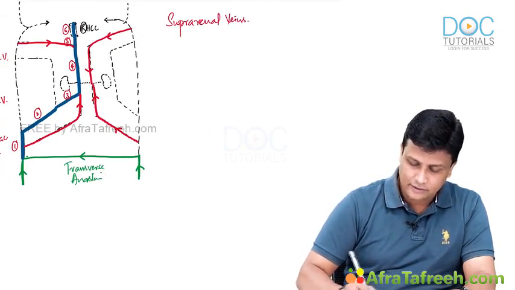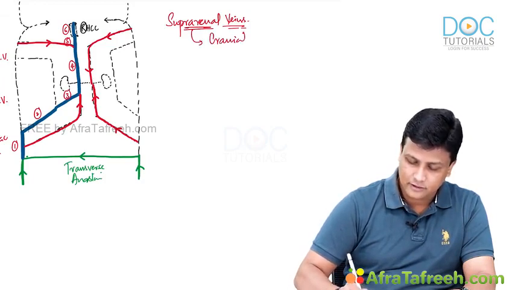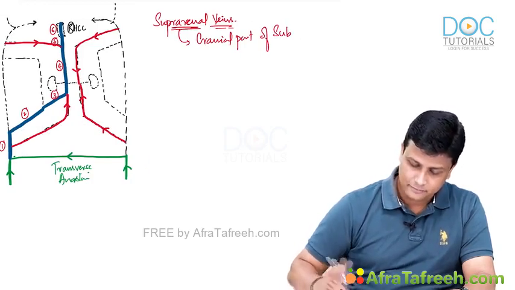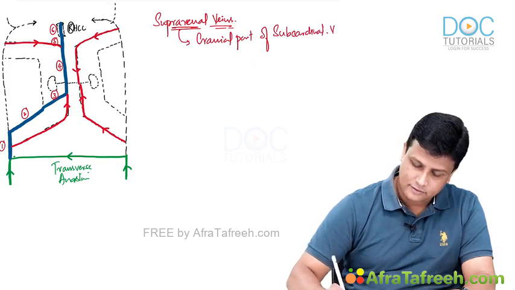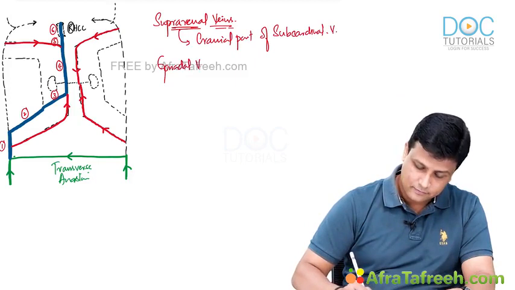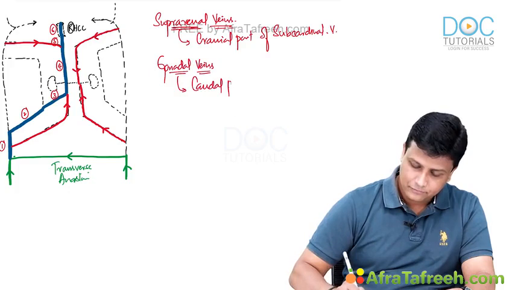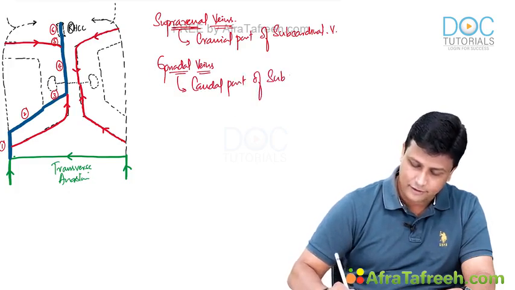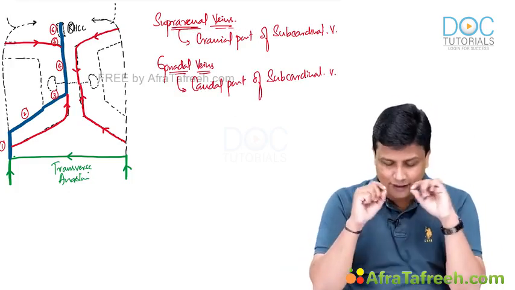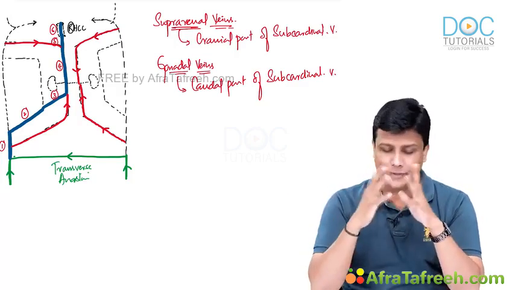Suprarenal veins, which are going to drain the blood from the suprarenal gland or adrenal gland, are derived from the cranial part of the subcardinal vein. Whereas the gonadal veins are the ones which are derived from the caudal part of the subcardinal vein. It is clear here that you don't have to worry about anything, guys. Just keep on practicing the diagram and you will keep on getting the answers automatically.